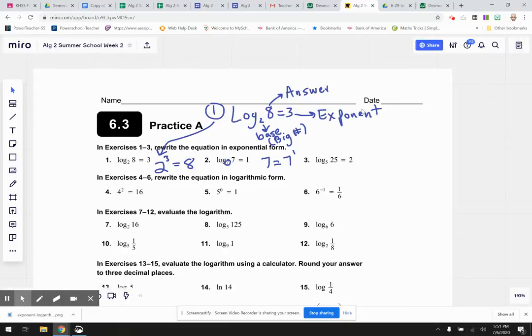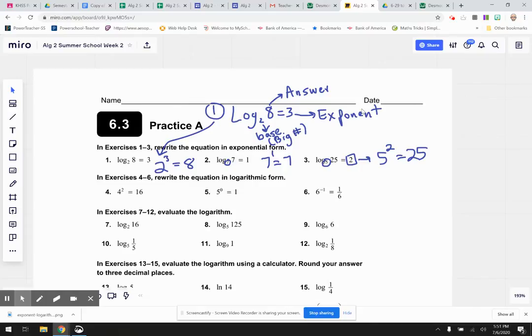This last one, your small number is a 5, and then this 2 is your exponent, and the big number is your answer. So that works. I could have actually put 7 to the first power equals 7, and that might have been a little bit easier to understand. All right, so there's the first 3 for you.